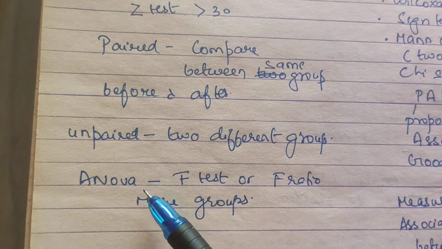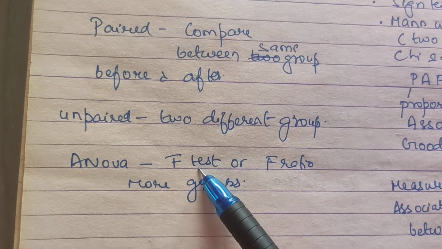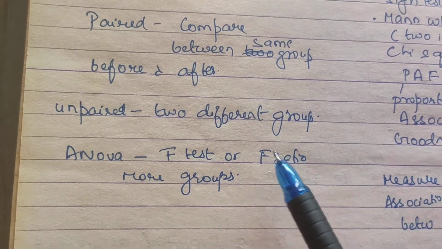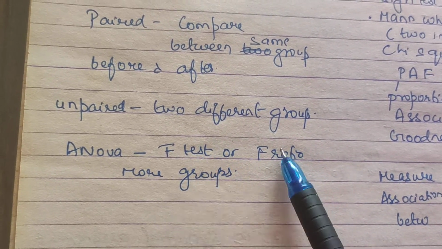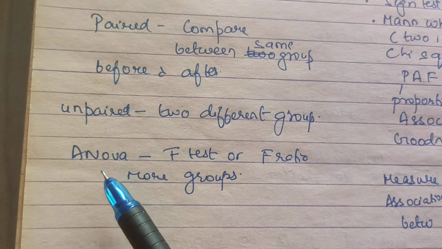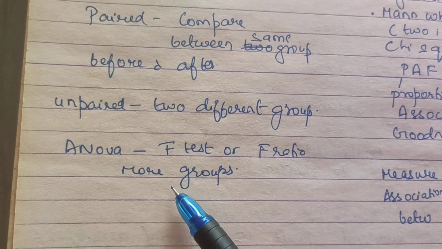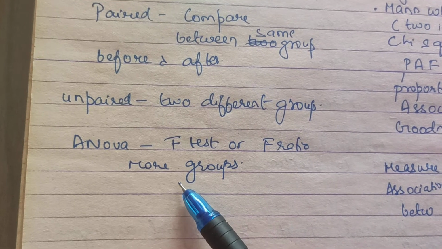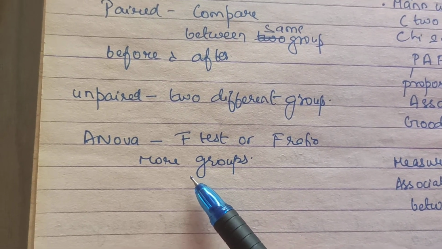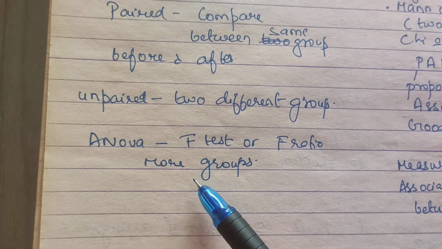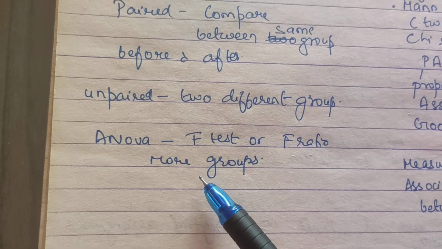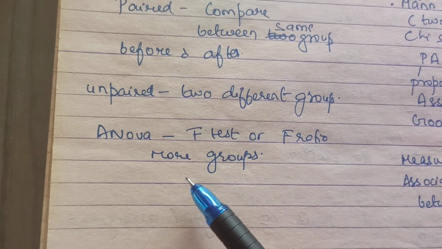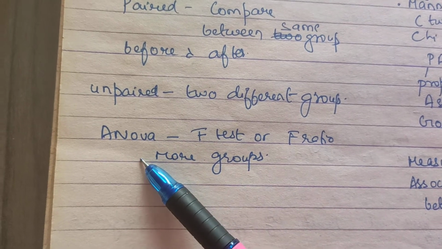The ANOVA test is also called the F test or F ratio. Again, the alternative names are very important. It is used when more groups are involved. It's very easy: if they are asking about height and weight of school children, what is the criteria? They didn't give any group or any class section, so it is a vast test, so you will use the ANOVA test.